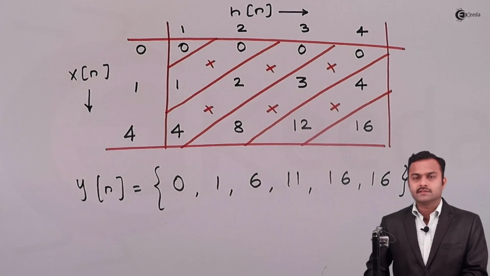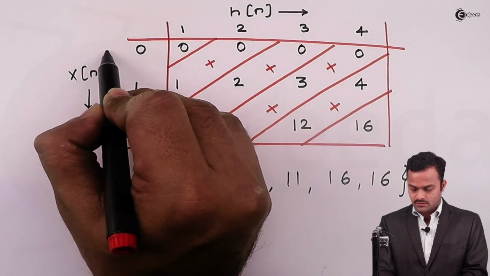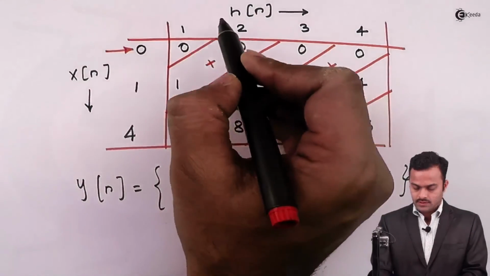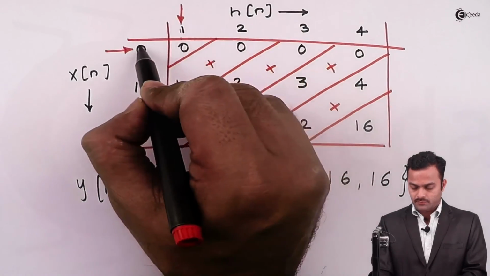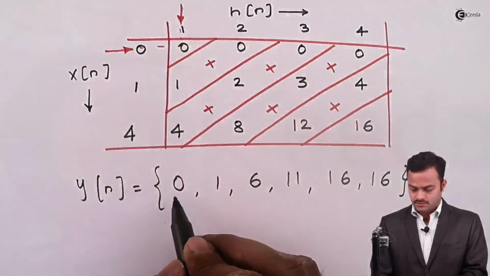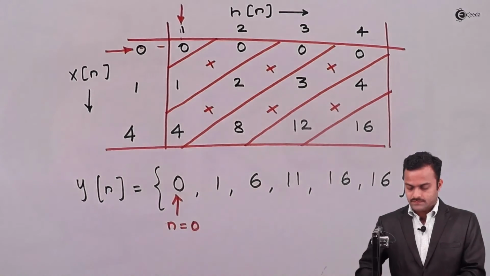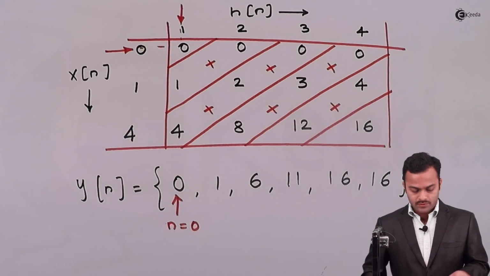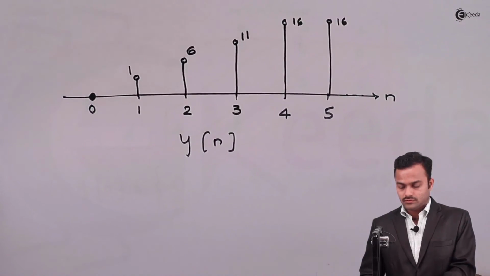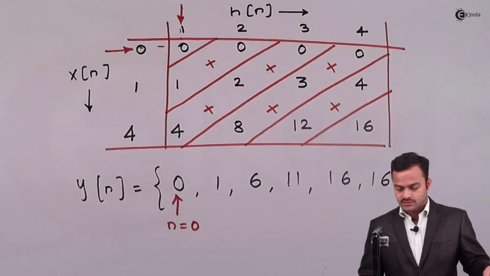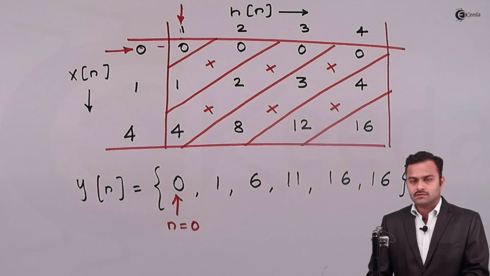And how to decide the origin? X of n is having an origin at this point and h of n having the origin at this point. So these 2 points are meeting at this particular element. So I can say this is n equal to 0. So this is the answer we obtained through tabular method, and this is the answer we got through graphical method, and both these answers are matching. So the technique that we used is correct.